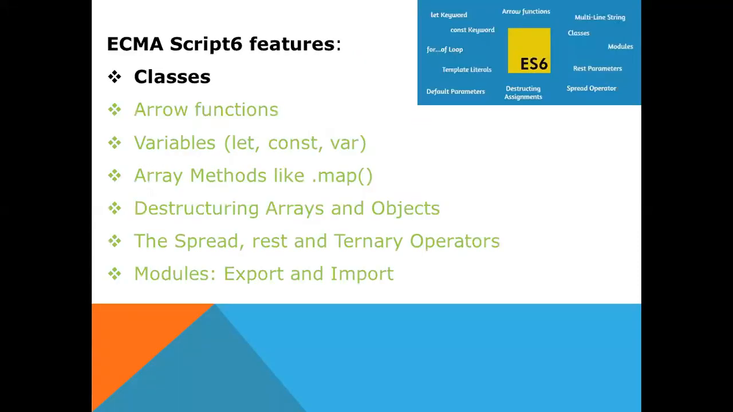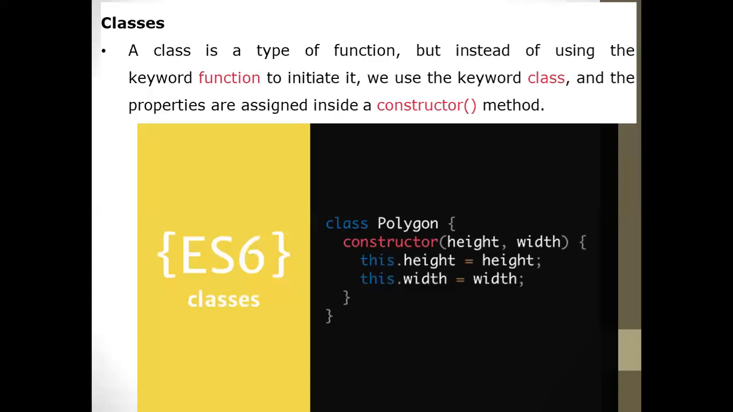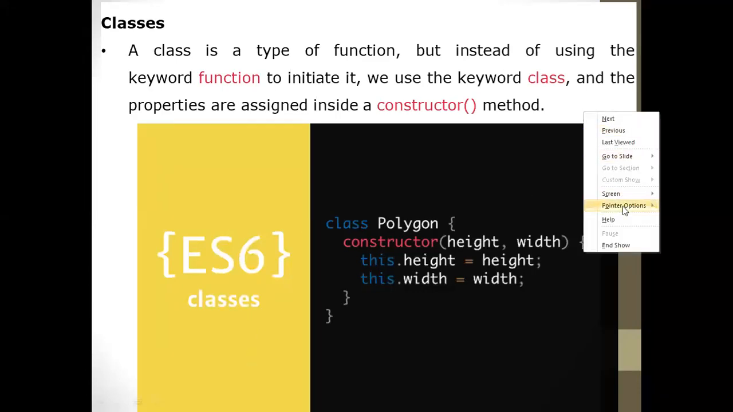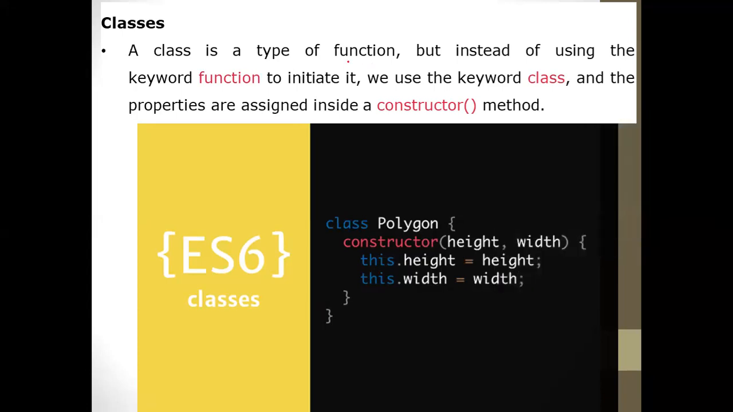Okay. Now coming to the features of ES6, the first feature is classes. Normally in JavaScript, we have a concept called functions. Functions are declared in JavaScript with the function keyword. Instead of the function keyword, here we are going to use the keyword class. See the example below.